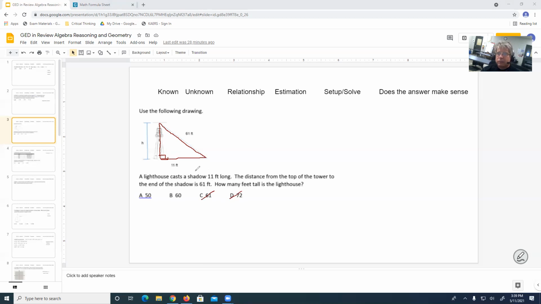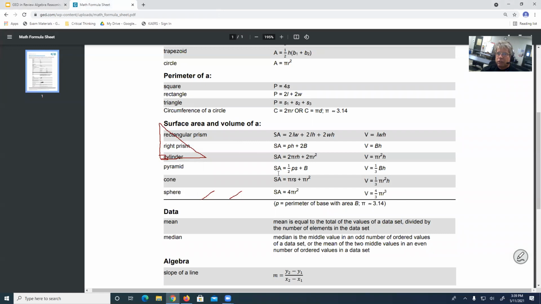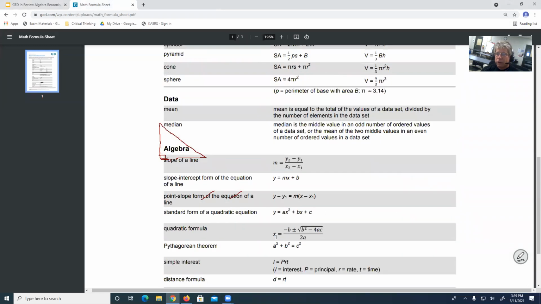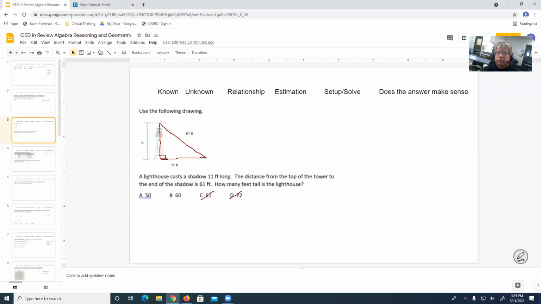Now, to do this problem, we need to know a formula that finds the distance of a right triangle. On your GED test, there is a formula sheet, and on your formula sheet towards the bottom, there's what's called the Pythagorean theorem. The Pythagorean theorem is a squared plus b squared equals c squared. So we need to know that formula to do this problem, the Pythagorean theorem. So the Pythagorean theorem means we have this a squared plus this b squared is equal to c squared.